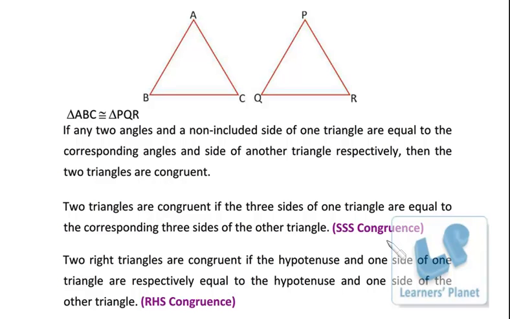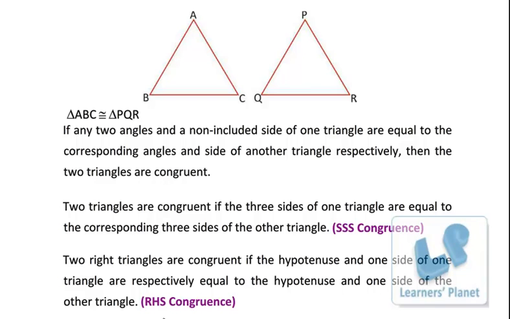Side congruence we have already discussed, and the next very important is the RHS congruence, that is for right angle triangles. So two right angle triangles are congruent if the hypotenuse and one side of one triangle are respectively equal to the hypotenuse and one side of another triangle. So that becomes actually a side angle side congruence, right? Precisely, but for right angle triangles we just call it RHS congruence. So the hypotenuse and one side of one triangle are equal to the hypotenuse and the corresponding side of the other triangle, then also they are congruent to each other.